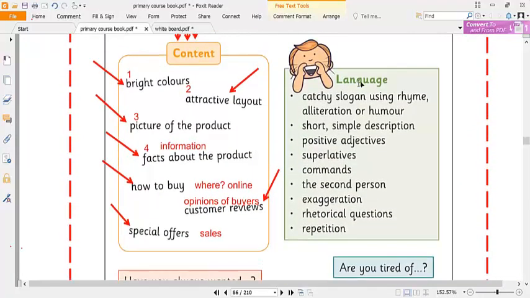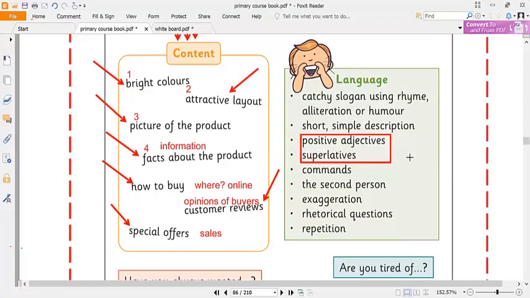Here is the language of the advert. We studied already most of them. Number 1, catchy slogan using rhyme, alliteration, or humor. Number 2, short with a simple description, positive adjectives, superlatives. You know what are the superlatives? Like the best, the most important, the cutest, the funniest, the greatest, and so on. This is superlatives. Commands we studied, second person, exaggeration, rhetorical question, and repetition.